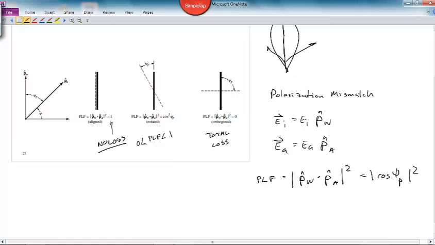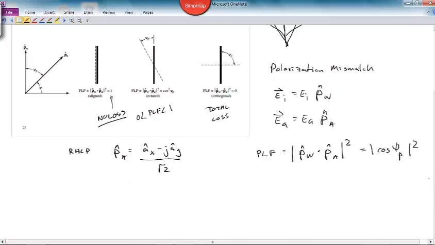What about for circular and elliptical antennas? Well, they're a little bit more complicated, and I'm just going to limit this class to two types of polarization vectors. For right-hand circular polarized fields, the polarization vector for the antenna is equal to (a hat x minus j a hat y) over radical 2. So you can see that that's an equation for a circle rotating with right-hand polarization. And then for LHCP, the polarization vector is really similar. We just have a plus sign indicating the opposite direction.